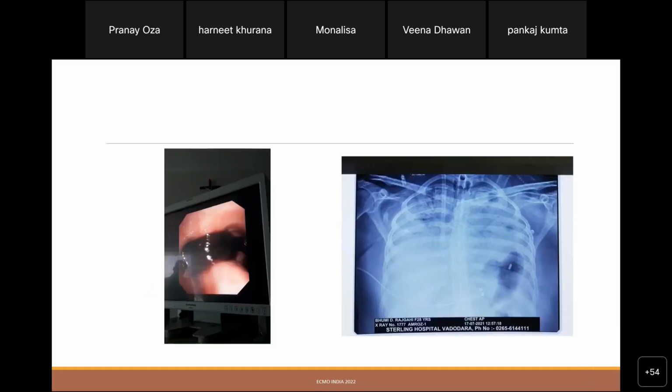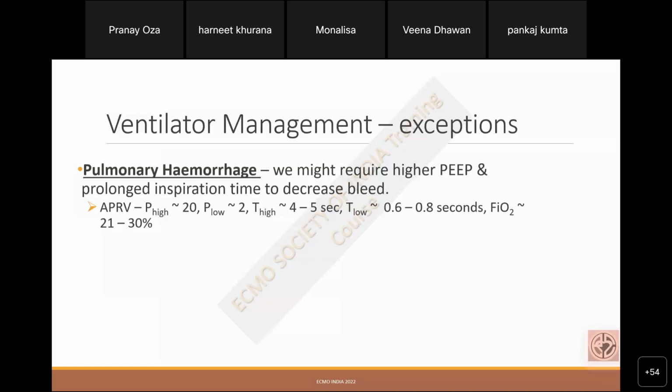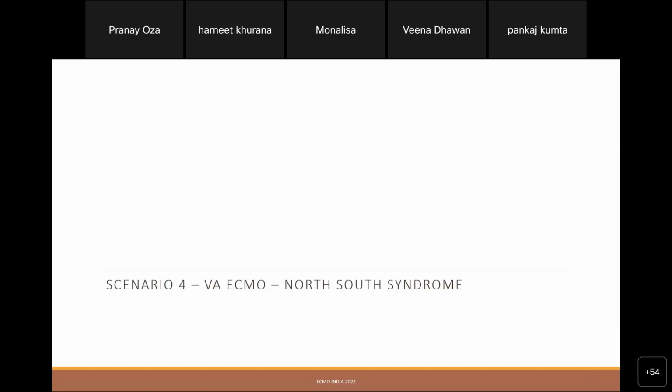You might get a scenario like this, pulmonary hemorrhage. In that case, you usually require some PEEP effect, so you might have to use higher PEEP. Many times we use APRV mode with a P high of 20 and a P low of 2. And we keep a very short time for exhalation, so T low is only around 0.6 to 0.8 seconds, with a rate of 21 to 30. So we keep the lungs packed with the APRV mode.